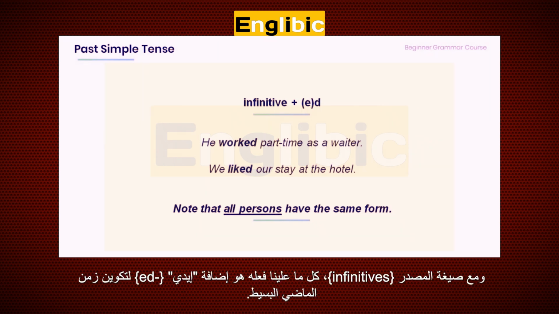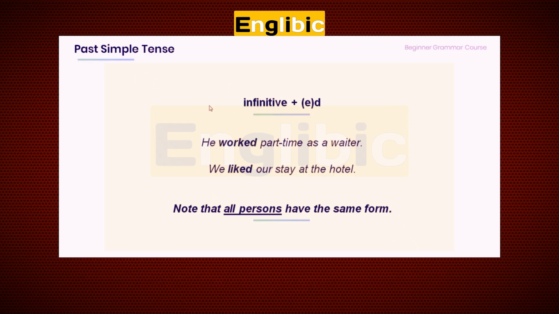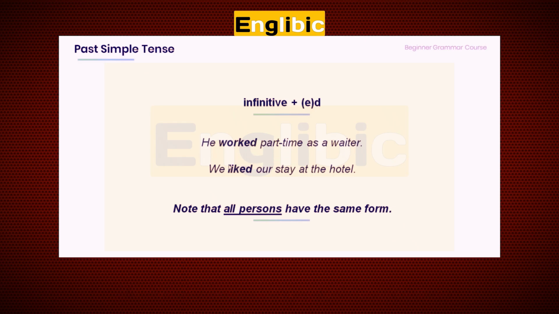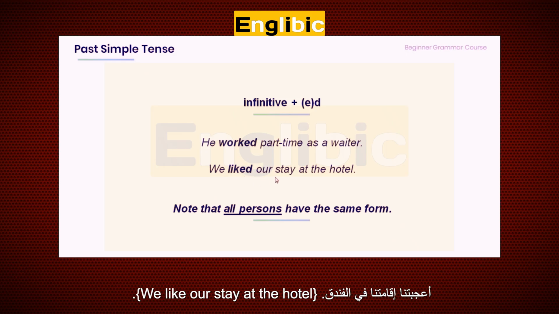And with infinitives, all we have to do is add ed to create the past simple tense. Have a look at the examples below. He worked part-time as a waiter. We liked our stay at the hotel. Note that all persons have the same form.